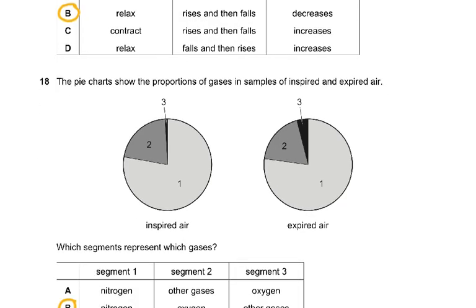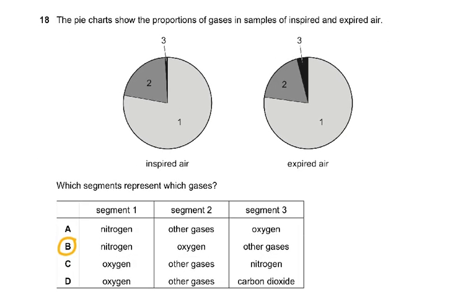Now coming on to question number 18. The pie chart shows the proportion of gases in samples of inspired and expired air. This is inspired air and this is expired air. One is the large one, then two is slightly smaller, then three. Now which segment represents which gas? Everybody knows one is nitrogen. It can't be anything else, so these two are wrong.